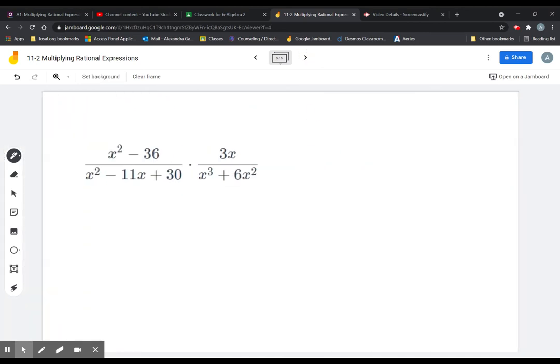Okay, so this one has a lot going on. We definitely need to factor first. So what are we factoring? Looks like the numerator for the first fraction, the x squared minus 36. X squared and 36 are both perfect squares, and it's a minus. So that's a difference of squares. So it's x plus 6, x minus 6.